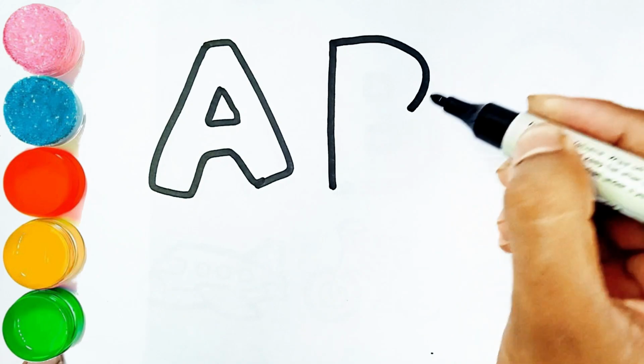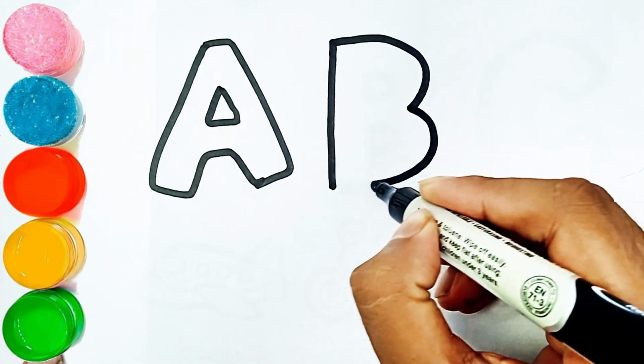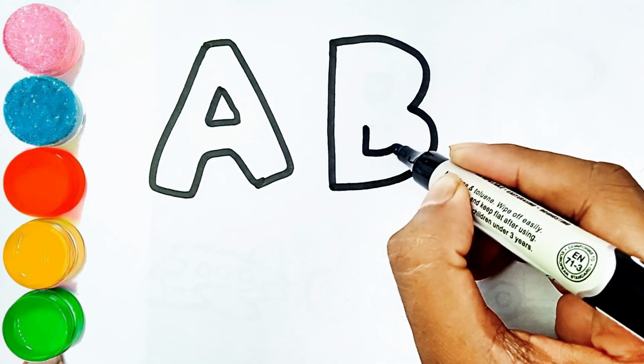This is the letter B. B is for banana. The bananas are yellow. Yummy!